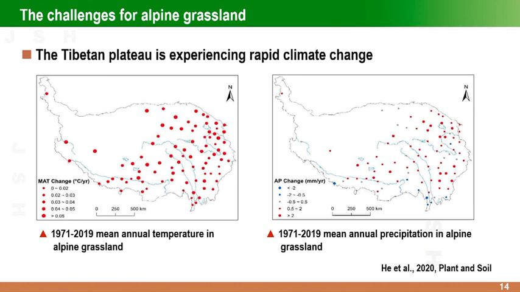From the left side, you see one point represents a meteorological station. And you see for all of them, the mean annual temperature is increasing at a rate of 0.4 degrees per decade. For the right, the annual precipitation also increases, with a slight decline in some places, but for most of the area the precipitation is also increasing.